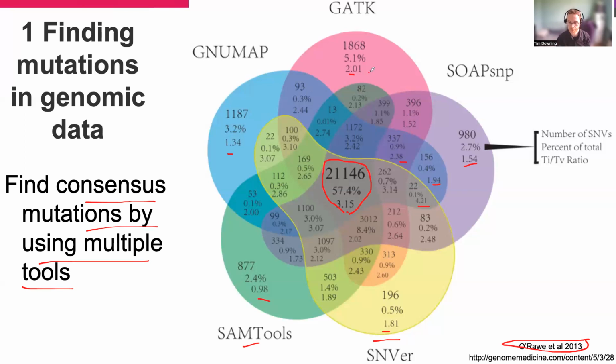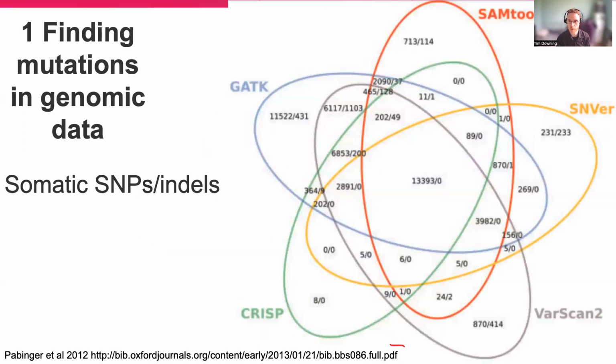Another illustration of this is from this paper down here, where the number of SNPs called in the middle is about 13,333, and the number of ones that are unique to each of the subsets outside is small. Certainly you can see that the numbers called by each tool differ. What's worth noting is that we have SNPs and indels. This final number is the number of indels. You can see it varies across the different tools. And the number of indels identified by all 5 tools is actually 0 in this particular early paper. So calling indels is more challenging. Calling SNPs is more feasible.